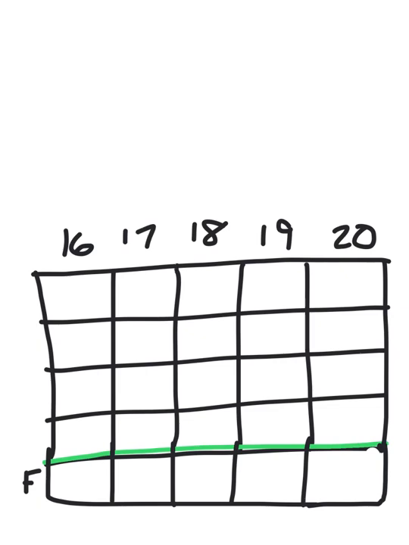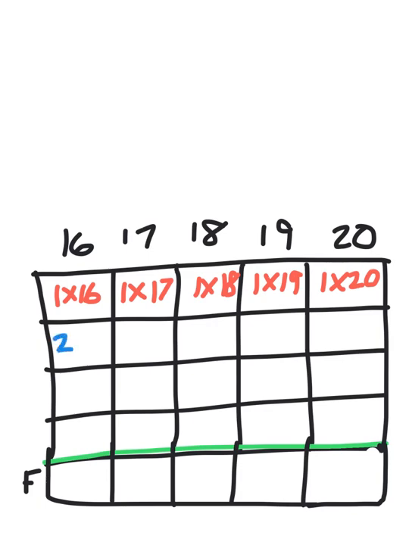Now remember, we're going to start with 1 because 1 is a factor of every number. 1 times 16, 1 times 17, 1 times 18, 1 times 19, 1 times 20. If you need to pause the video to catch up, you can pause. Now let's look at all the even numbers because they all have a factor of 2. And let's write those factors. 2 times 8 equals 16. 2 times 9 equals 18. 2 times 10 equals 20.